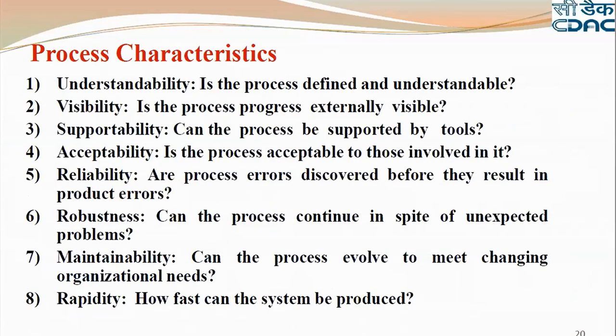See, process characteristics. Why we adhere to them is mainly to understand whatever we are doing; is it understandable by all? Visibility: the process progress is externally visible. Supportability: supported by various tools. Just now I told you, if you are using a microcontroller for which a compiler is not available, what is the use? If it is an IoT project, you are using something, that sensor, which is not available right now. So that kind of thing.